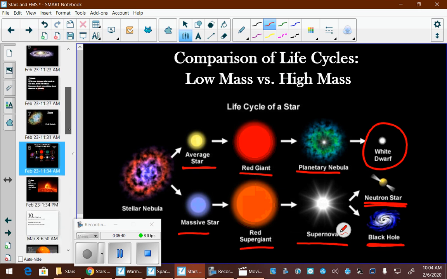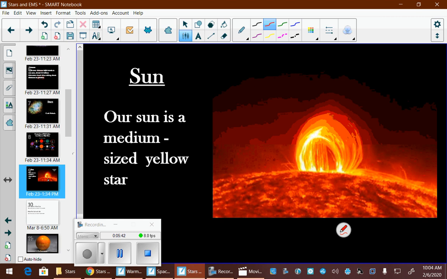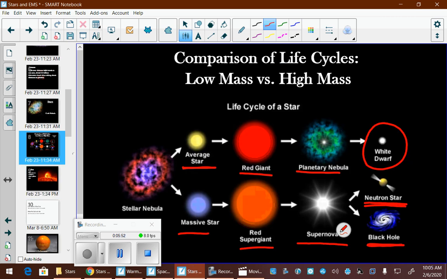Now, our star, our sun, is a medium-sized yellow star. Okay? That's something to fill in on your note sheet. It is going to follow that top track on your diagram. So our sun, okay, is an average star. It's over here. It's average. And it's going to stay in that stage for quite a while. But eventually, it will become a red giant, planetary nebula, and white dwarf billions of years from now.